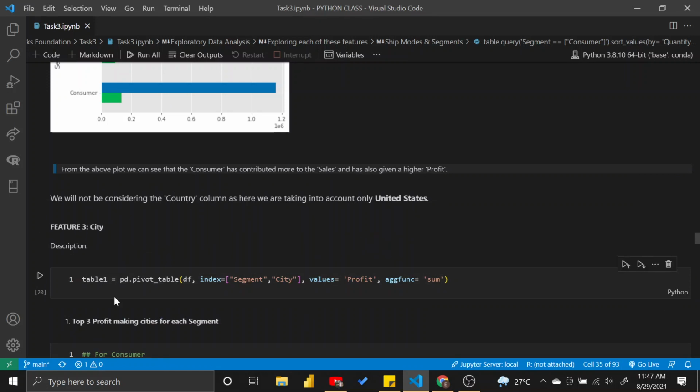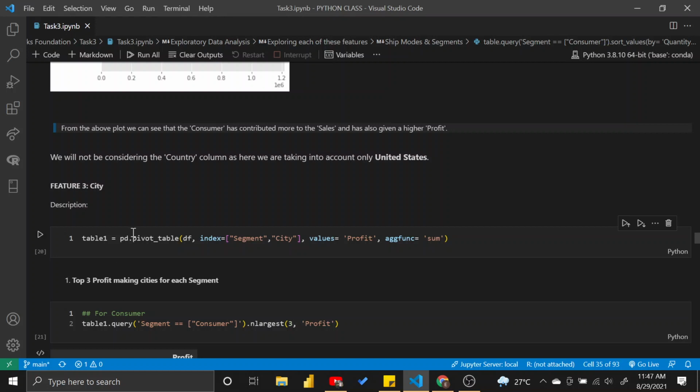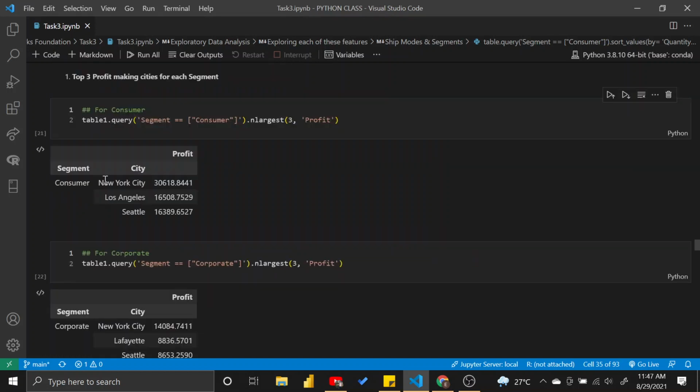Next, we'll go for city. And here also I've used a pivot table, and I want to see the top 3 profit making cities for each segment. Now remember, we had our segment as consumers, corporate, and home office. So for consumers, we have New York, which has the highest profit, Los Angeles, second in command, and then we have Seattle.